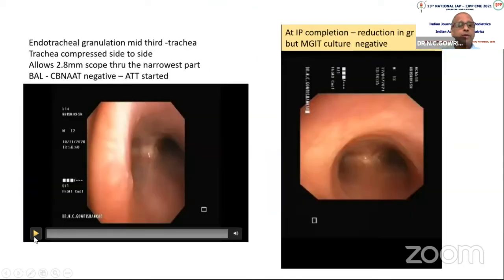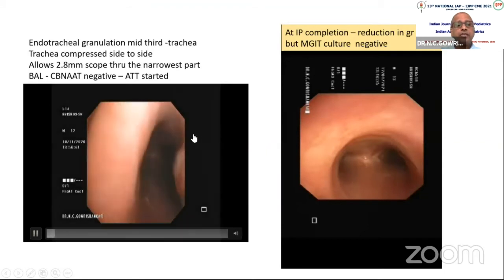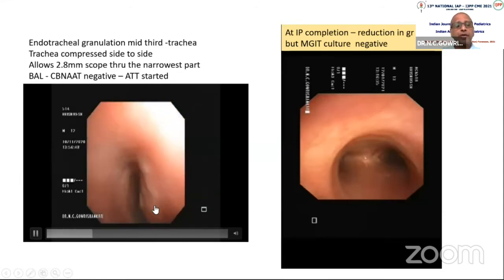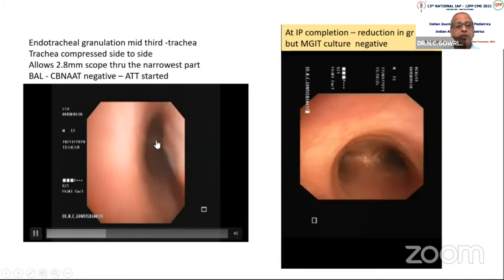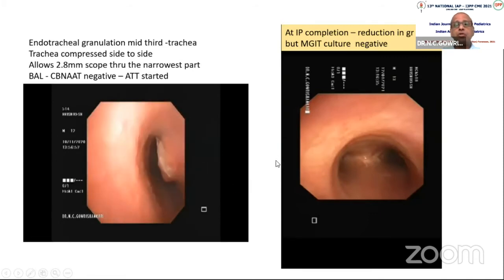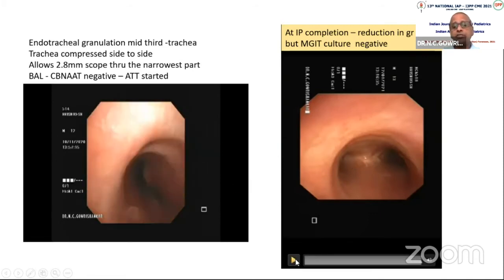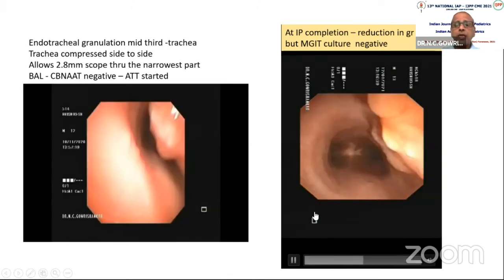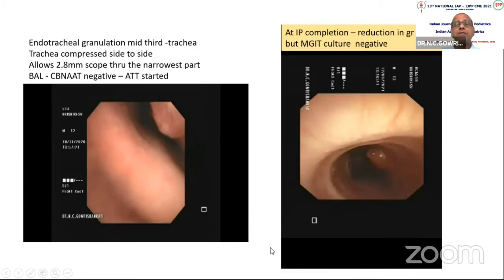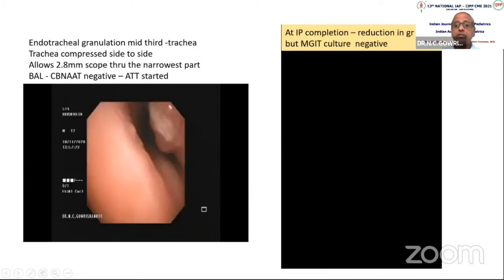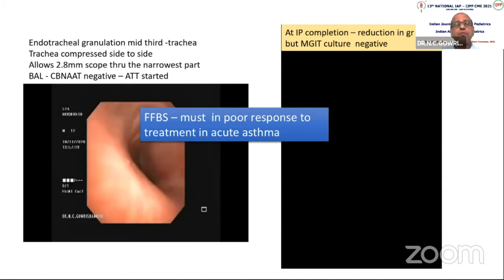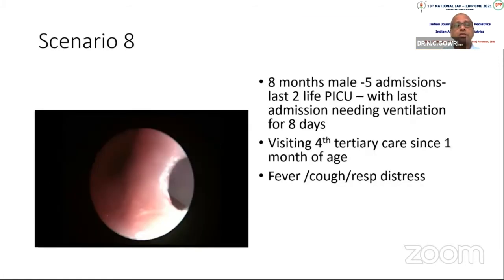You look at the scopy. See, the trachea is compressed from side to side. This narrow part allows a scope of 2.8 mm to pass through. This is the space through which he has been breathing. With antituberculous treatment at the end of intensive phase, look how the endobronchial granulation had subsided, though the MGIT culture was also negative. So flexible scopy is a must in poor response to treatment of acute asthma.